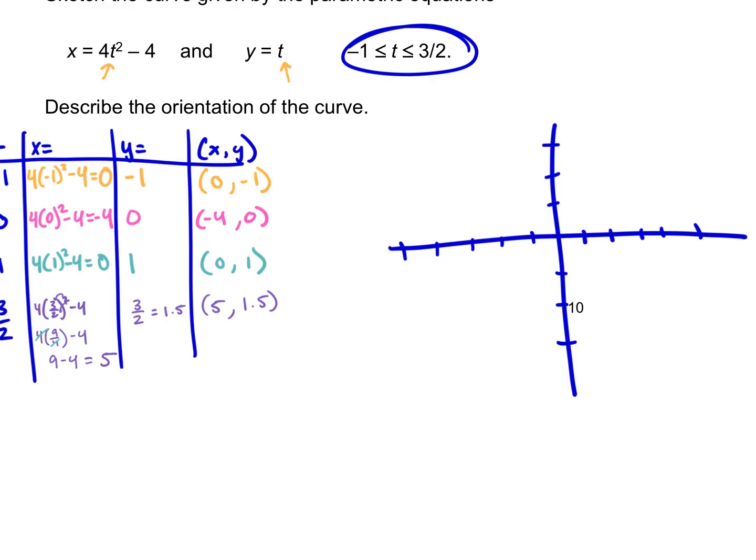All right, so starting with the orange point, super important that you go in order. So we stay at 0, go down to negative 1. Then our pink point came next. We're going to go to the left to negative 4, stay at 0. Then with our teal point, we stay at 0, go up 1. And then with the purple point, we go to the right 5 and up 1.5.